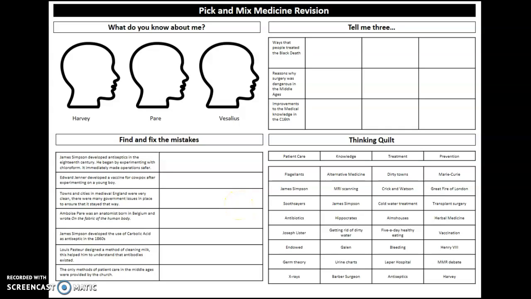Hello Year 10. For this single lesson in history, week 2 of term 3, we're going to do some pick and mix medicine revision. This will help you prepare for your double lesson where we're looking at more detail on medical knowledge itself. Next week we're going to move on with our course by looking in more detail at patient care. For this pick and mix revision you need to use this sheet here.